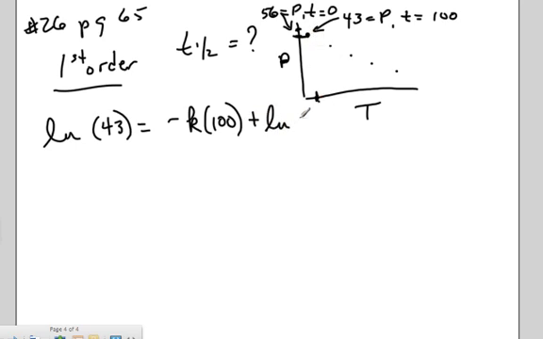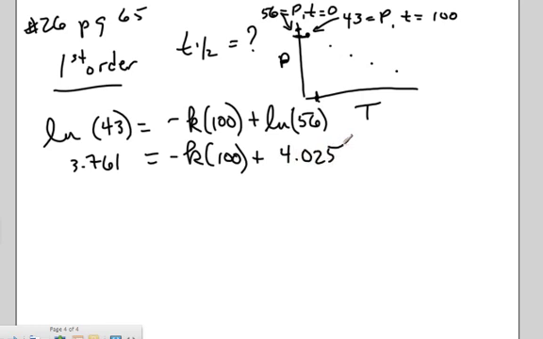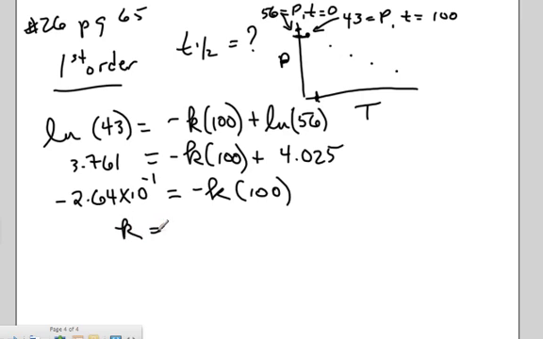And again, I had to eyeball that. I took it as 56. All right, so 3.761 when I take the natural log of 43, minus K times 100, equals the natural log of 56, 4.025. Subtracting both sides. So here's the third problem, all asked slightly differently, information given slightly differently, but we're doing the same thing. And my K comes out to positive, of course, 2.64 times 10 to the third.